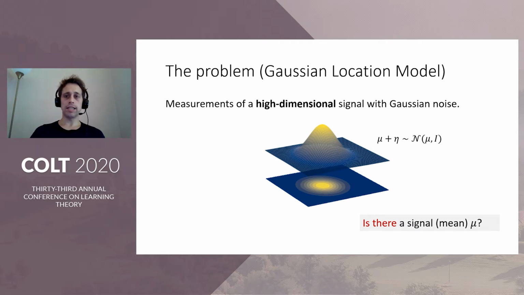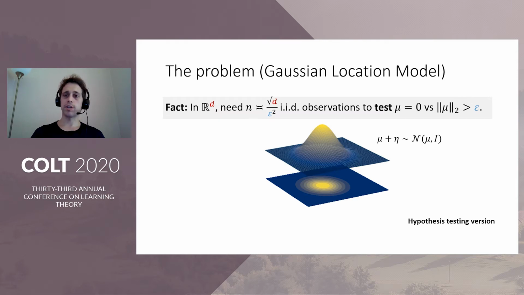But we could ask the detection analog of this question, that is testing whether there is a signal at all or it's just white noise. So the goal is to accept or reject the null hypothesis that the mean mu is 0 versus the alternative that no, the mean has magnitude at least epsilon. For that hypothesis testing question of signal detection, it's known that square root of the dimension over epsilon square observations are necessary and sufficient. Again, even a simple estimator, namely thresholding the empirical estimator for the squared L2 norm of the mean, will achieve that sample complexity.